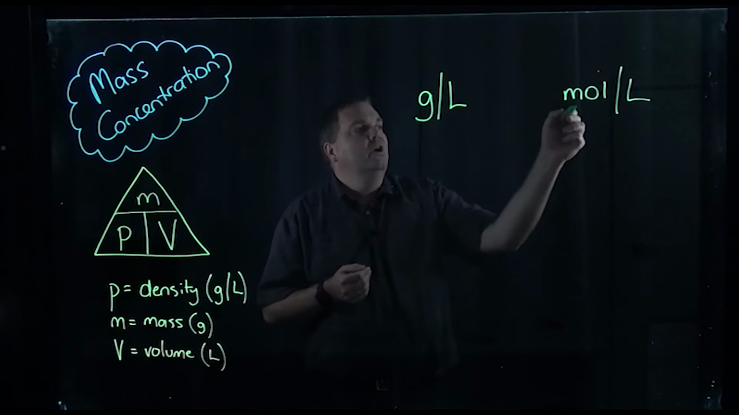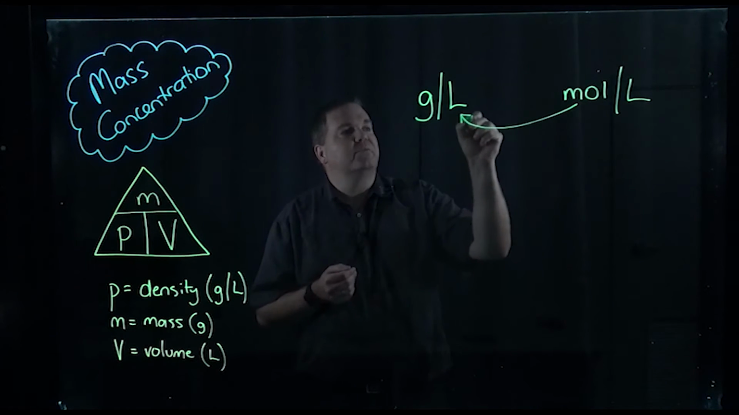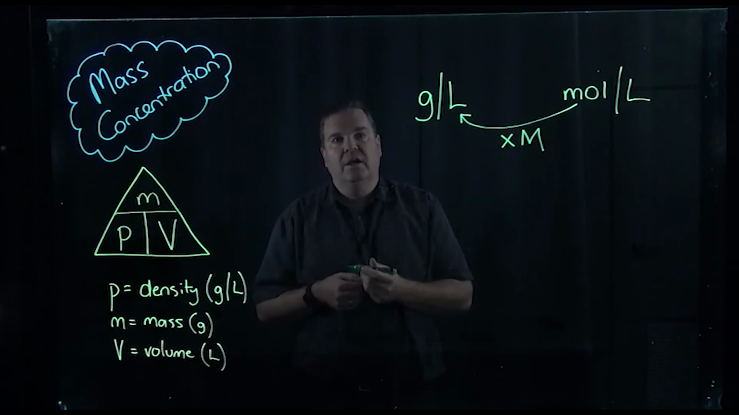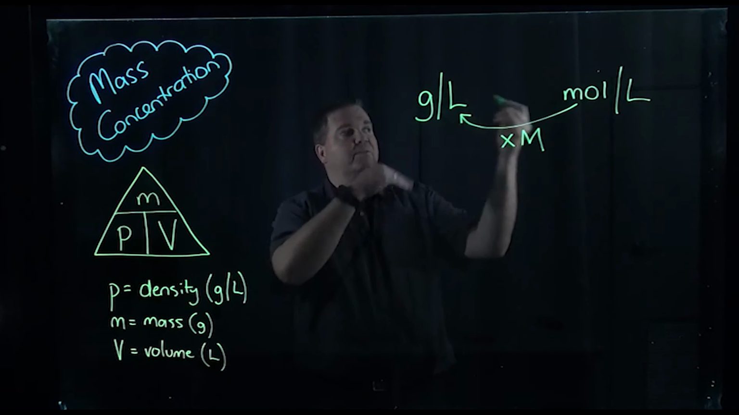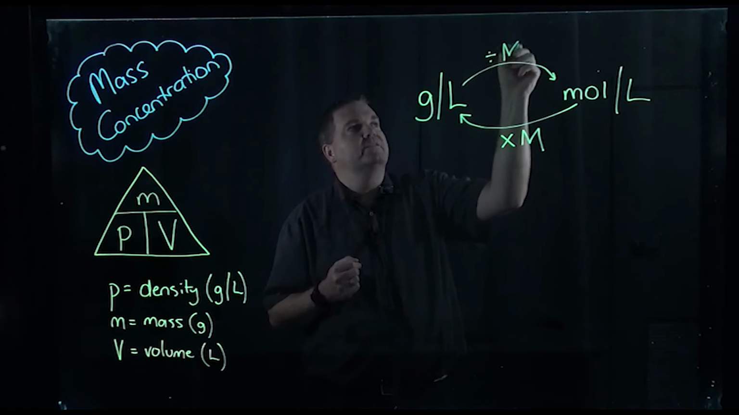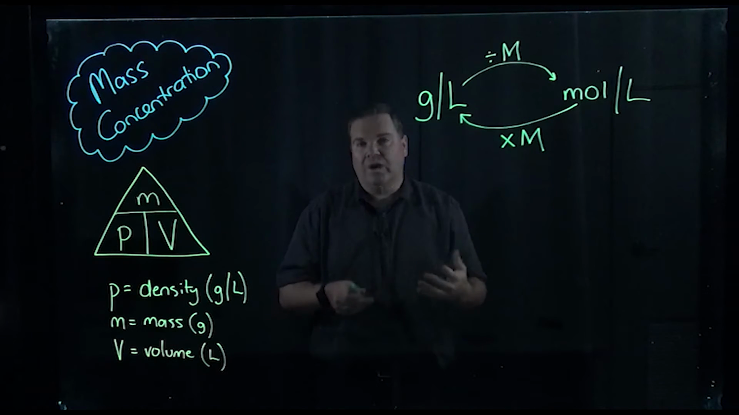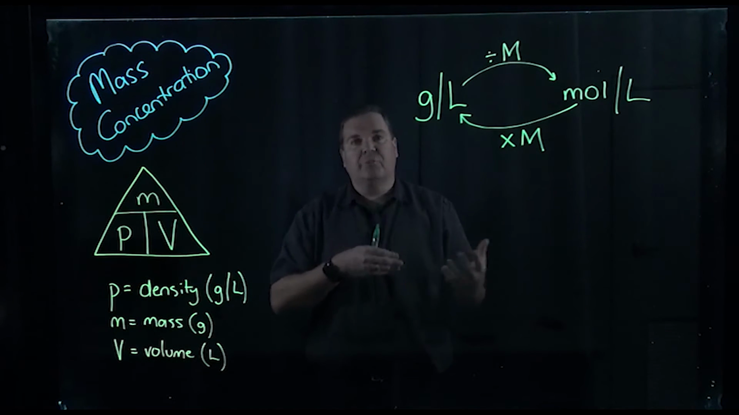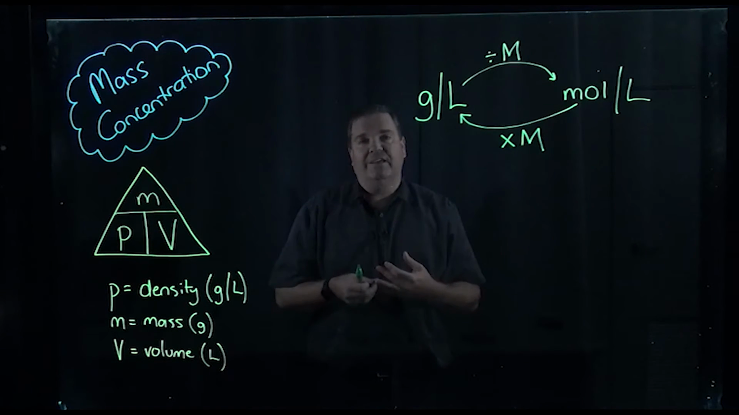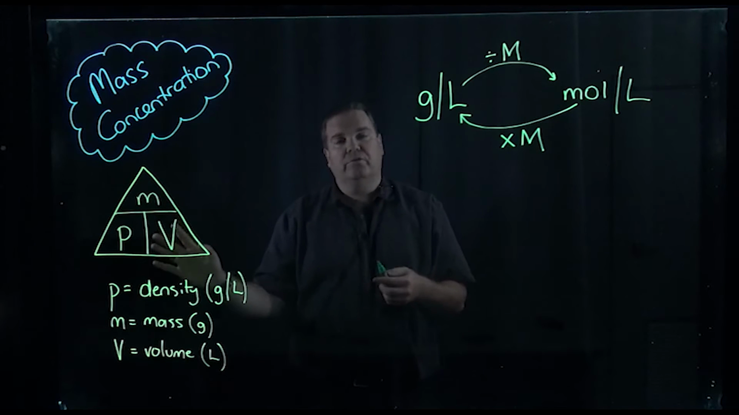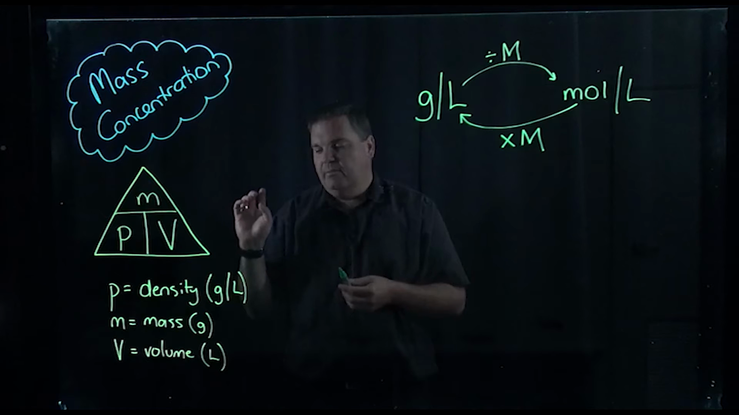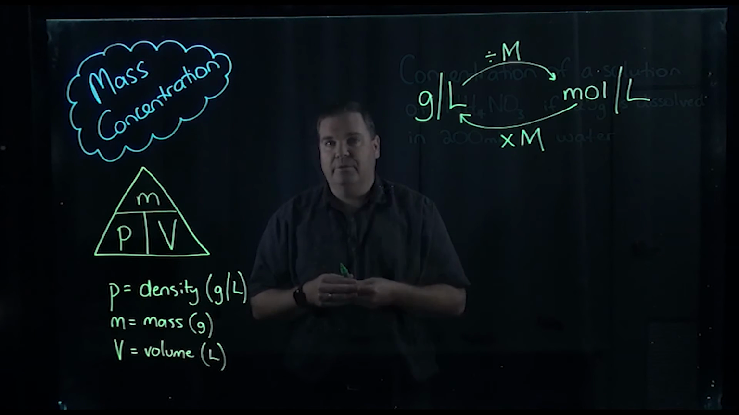If you want to go from moles per litre to grams per litre, you need to times by the molar mass, which makes sense. If you want to go from grams per litre to moles per litre, you then need to divide by the molar mass. You can do those conversions quite simply, just using the molar mass. What I'm going to do is show you two quick calculations using this triangle of how we calculate some mass density, and hopefully it's pretty straightforward, so bear with me.